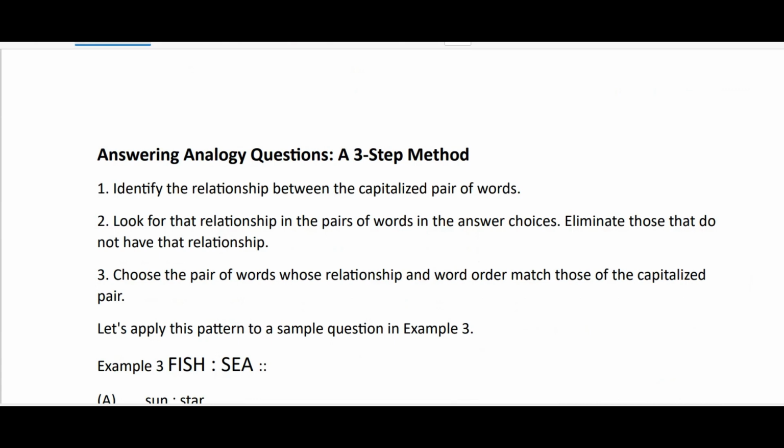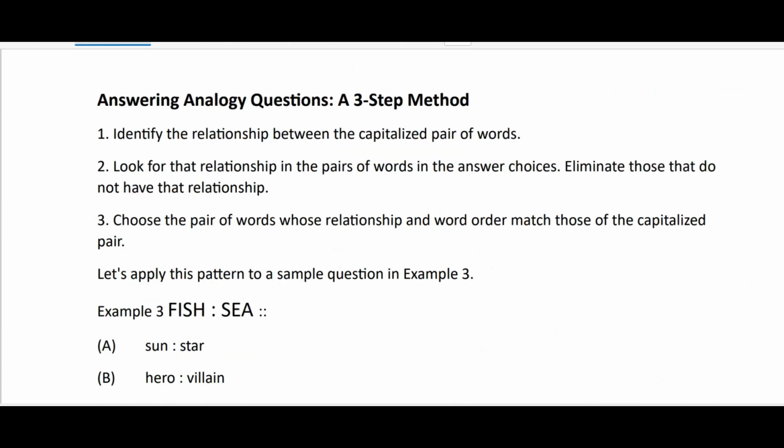We have a three-step method. The first step is to identify the relationship between the capitalized pair of words. So the first thing, identify the relationship. We studied the most familiar relationships. So find, are they synonyms, antonyms, action and related object, or any relationship. So find the relationship. This is step one.